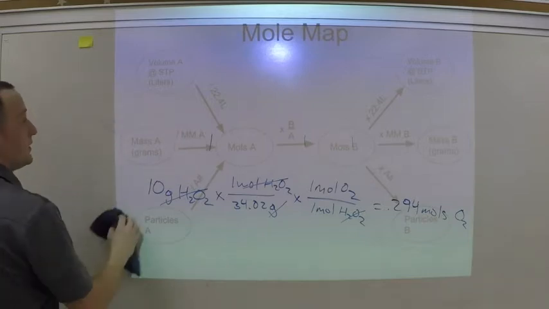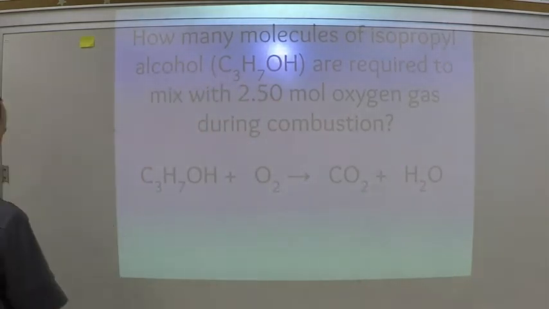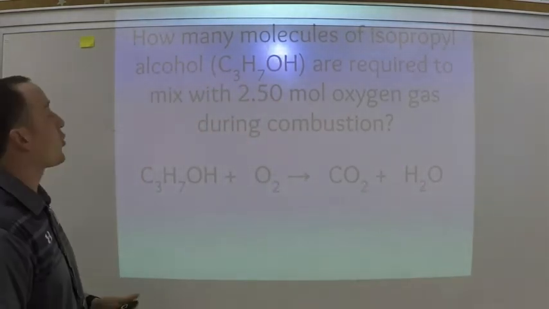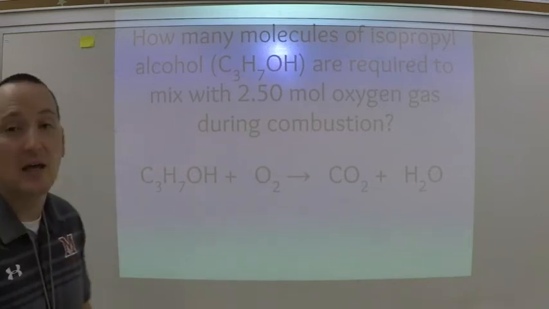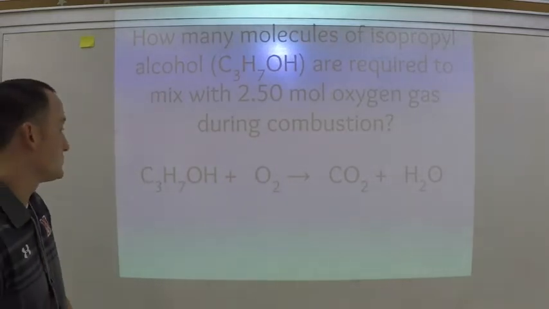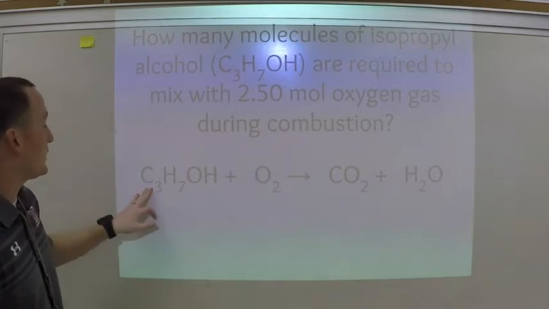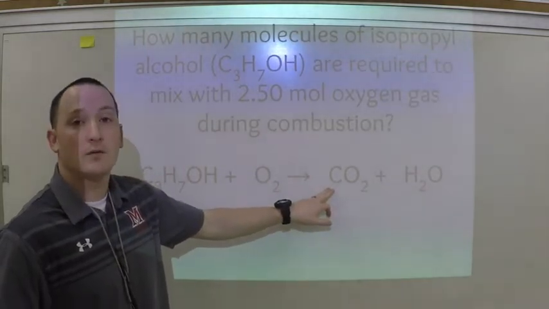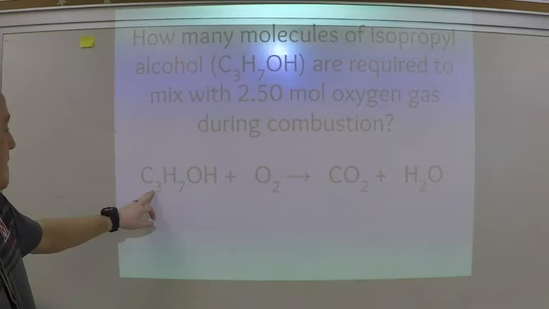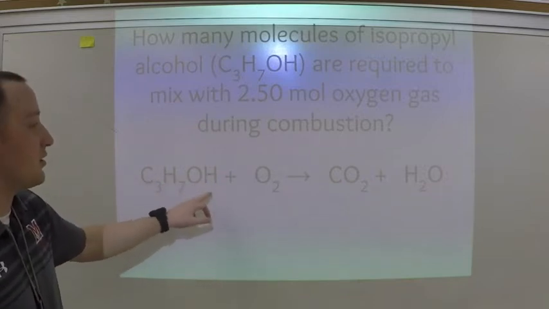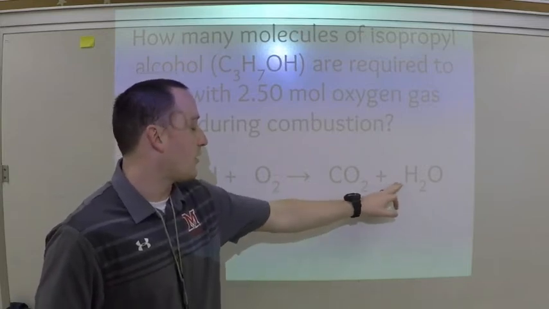Again, our next problem says how many molecules of isopropyl alcohol are required to mix with 2.5 moles of oxygen gas during combustion. So again, we check, is our equation balanced? The answer is no. So we need to balance this equation. I've got 3 carbons here, and I only have 1 carbon here, so I'm going to have to add a 3 there. Then I have 8 hydrogens here, which means I need 8 hydrogens here, so I need to put a 4 here. So I'm going to have a 3 here, a 4 here.